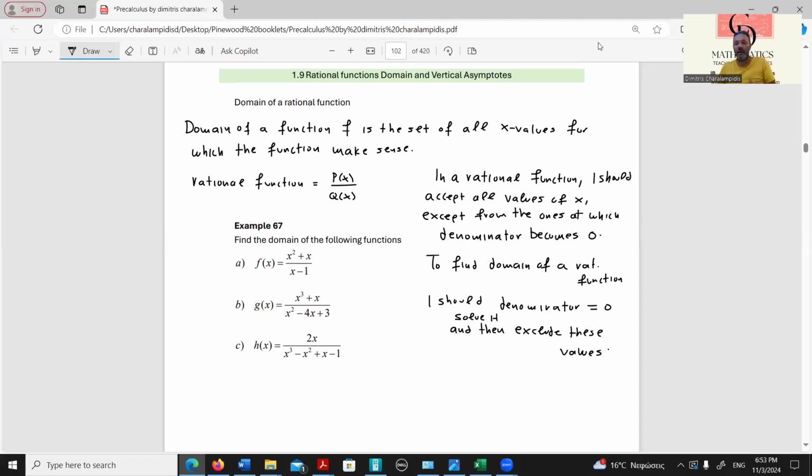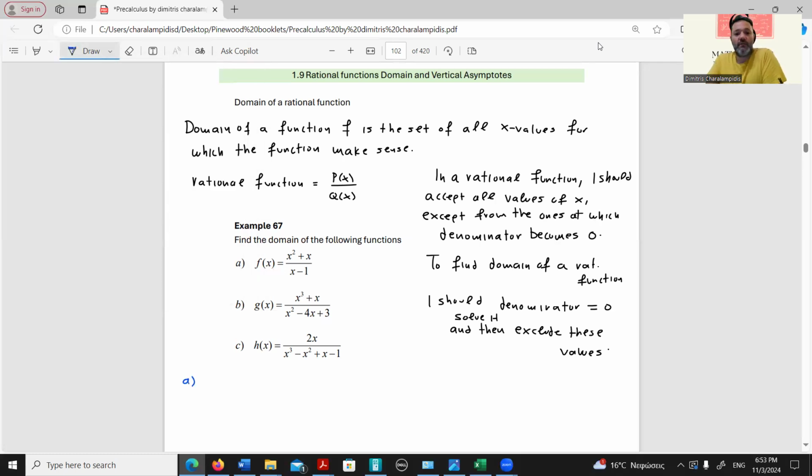Okay, again, in a rational function, I do not want its denominator to become equal to 0. So how can I find the values at which it is not equal to 0? I can start by finding when the denominator equals 0 and then take out these values. Let's see the examples. Let's work with them.